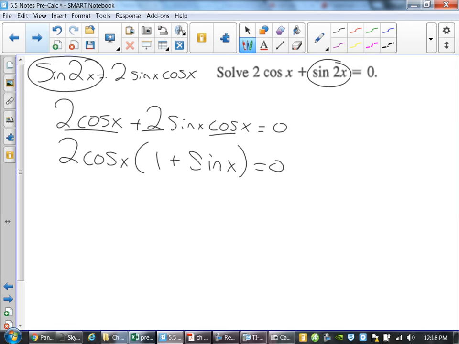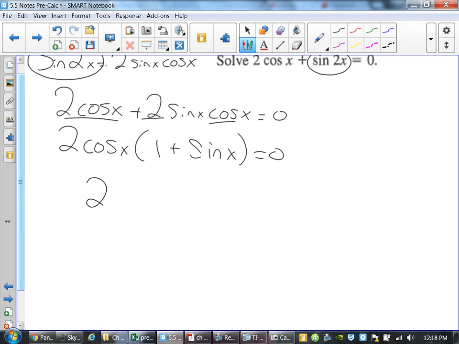In idea, it's the same thing as this. What do they have in common? Okay, so I factor out a 2 cosine x, I'm left with 1 plus sine x. It just so happens I have more letters, that's all.